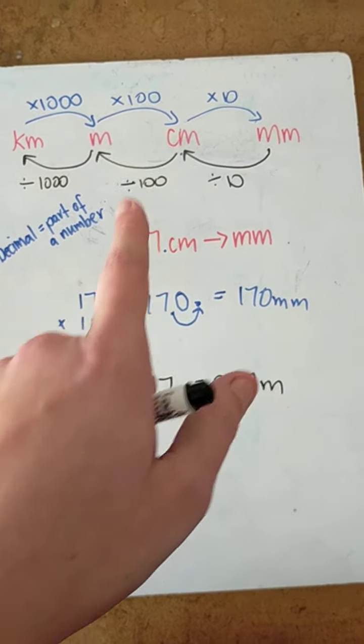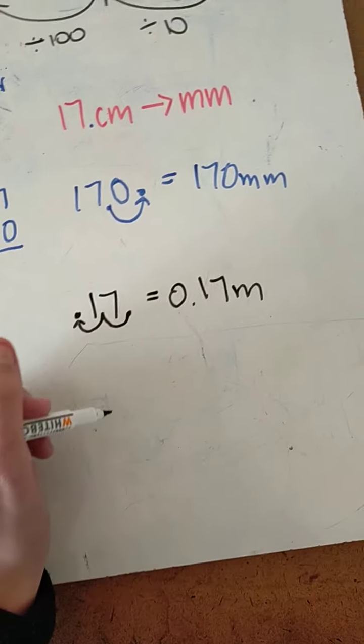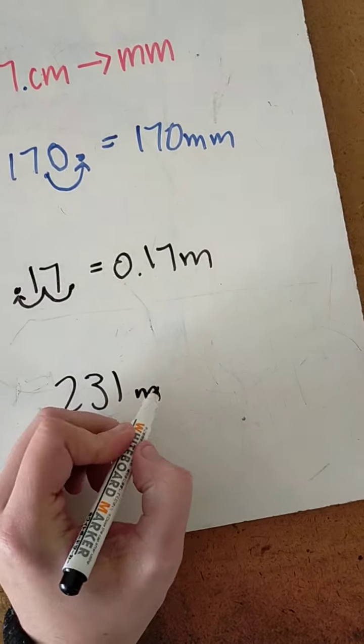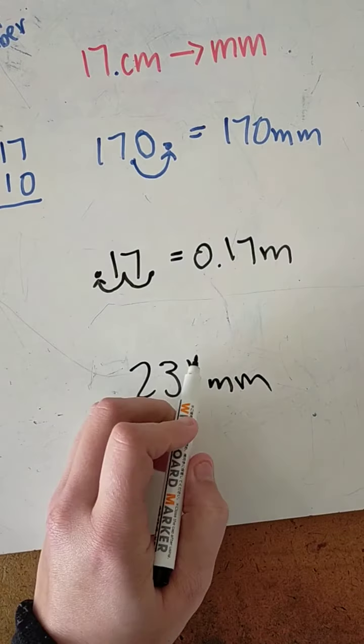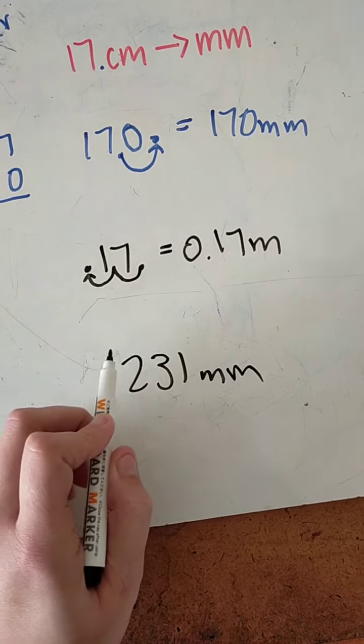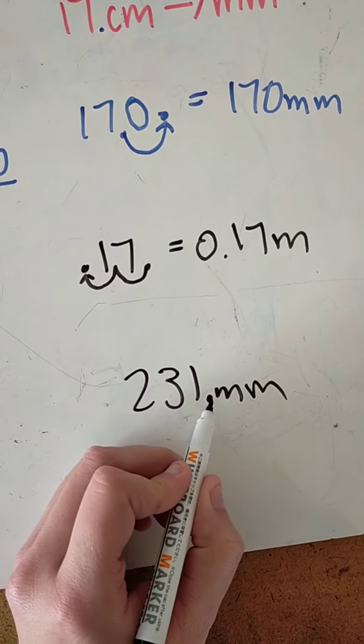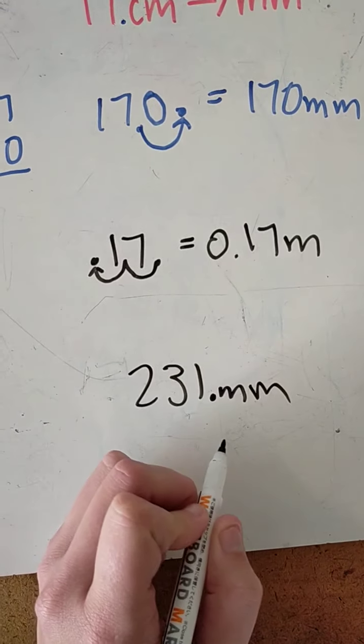Let's do millimetres to centimetres. Let's do 231 millimetres, sorry. Again, whole numbers. They are whole millimetres. So the point is always, the decimal point is at the back because we've got 231 whole.